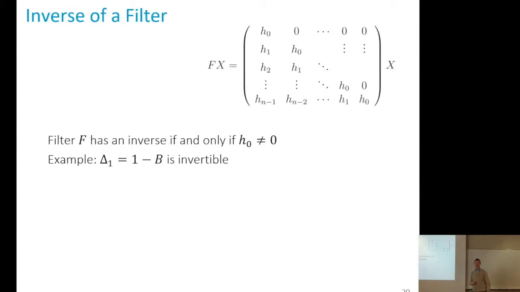Inverting a filter. We saw some filters can be inverted, like delta 1, delta S. Some cannot, like B, the backshift operator. When can a filter be inverted? Well, the answer is easy. If we look at this matrix here, this is a triangular matrix. Right? When is a triangular matrix invertible?